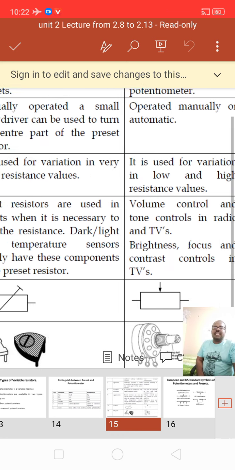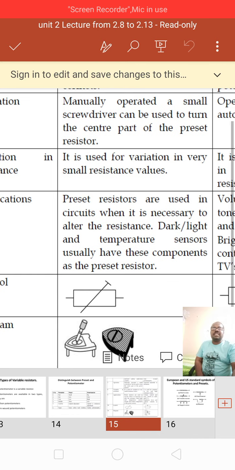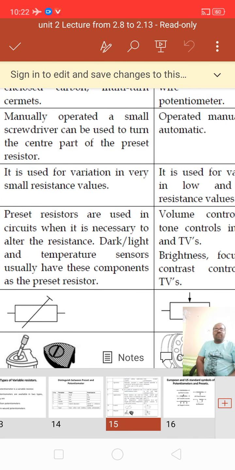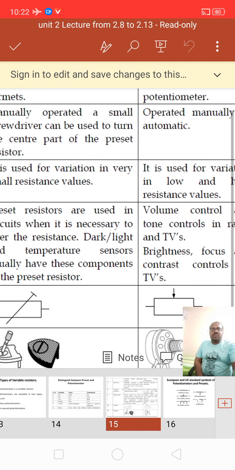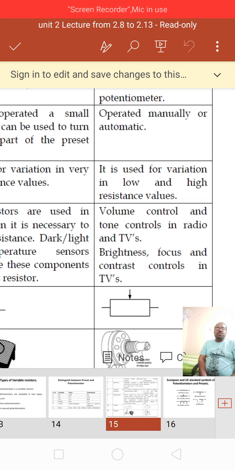Once again I am repeating applications. Preset resistors are used in circuits when it is necessary to alter the resistance value. Dark or light and temperature sensors usually have these components as the preset resistors. Next, potentiometers can be used to increase or decrease the volume control and tone controls in radios and TVs. It can be used to increase or decrease the brightness, focus and contrast controls in TVs also.